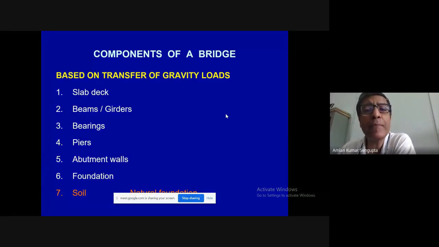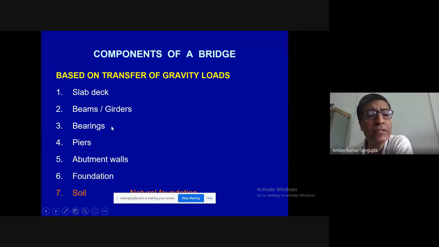Hence, if I look into the components of a bridge, the components are the slab deck, then beams, or sometimes they are called girders. Then the load passes through the bearings onto the piers or abutment walls. From the piers and abutment, the load goes down to the foundation, and from the foundation goes down to the soil.